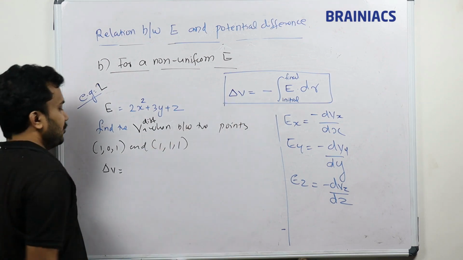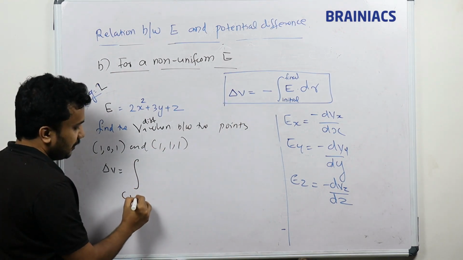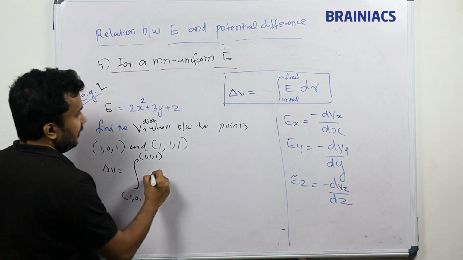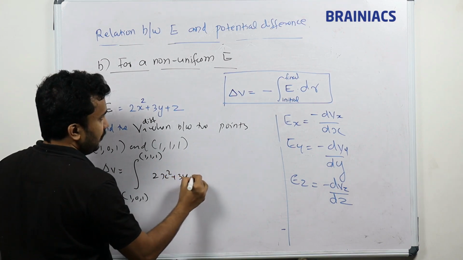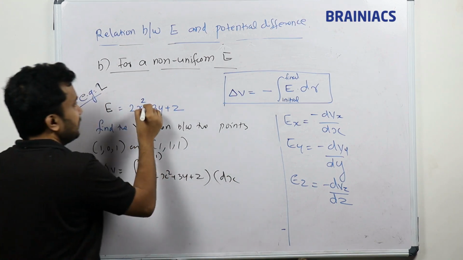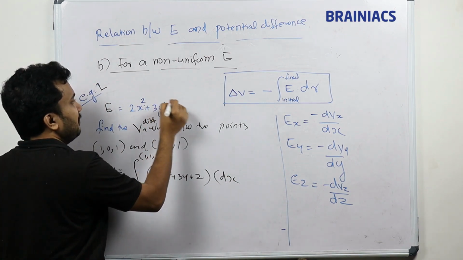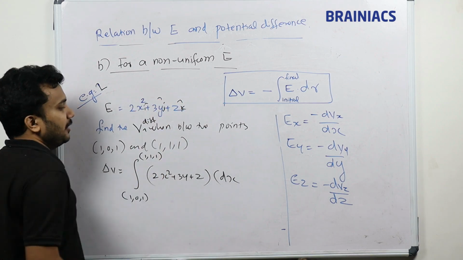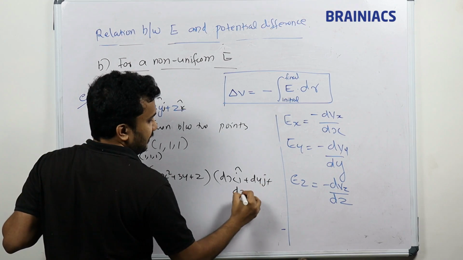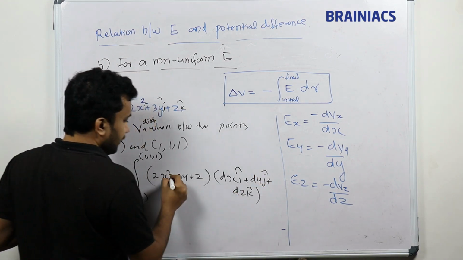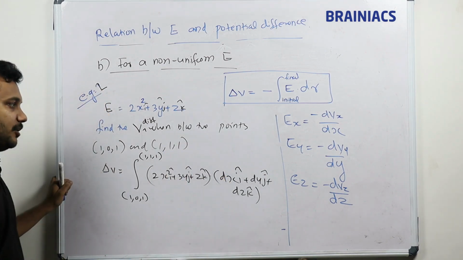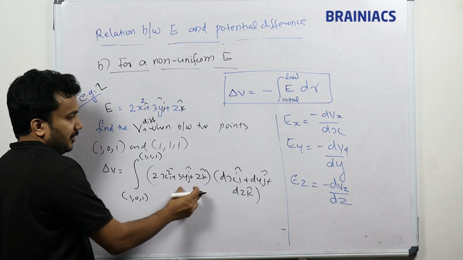So we are going to find the potential difference and we are integrating. Initial point is 1, 0, 1. Final point is 1, 1, 1. We are integrating the electric field 2x square i plus 3y j plus z k, dot dr. Dr means dx i cap plus dy j cap plus dz k cap. So if you do the dot product between these two, what will you get?